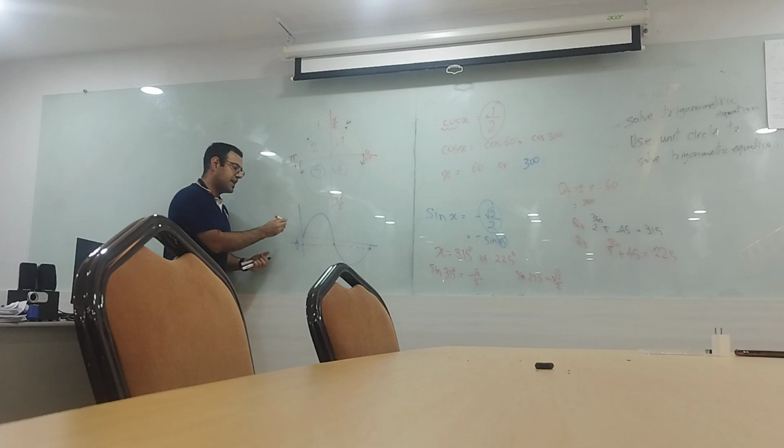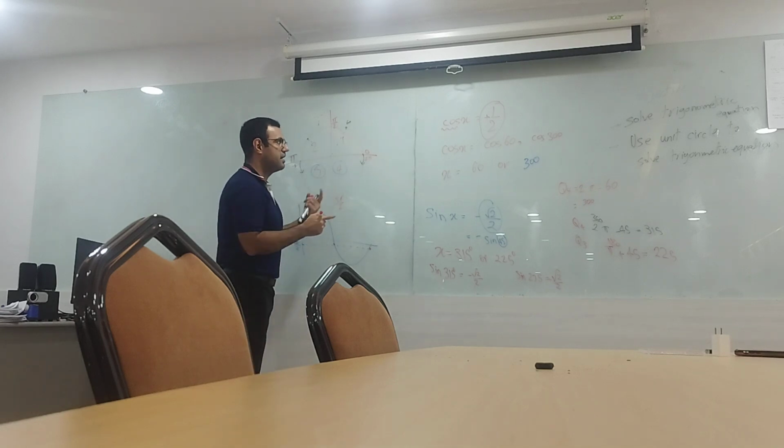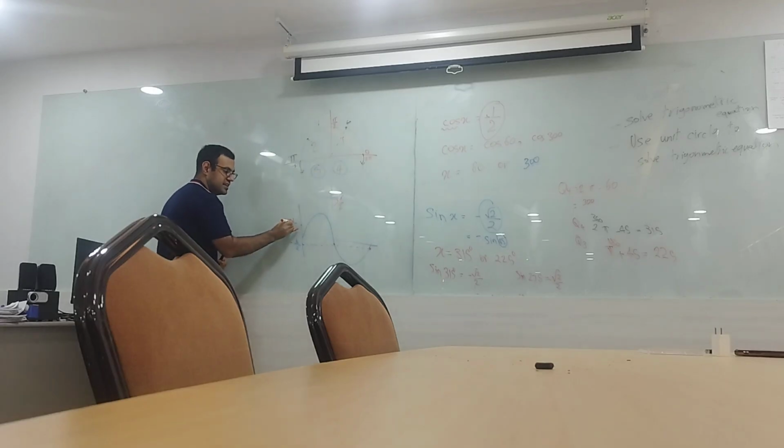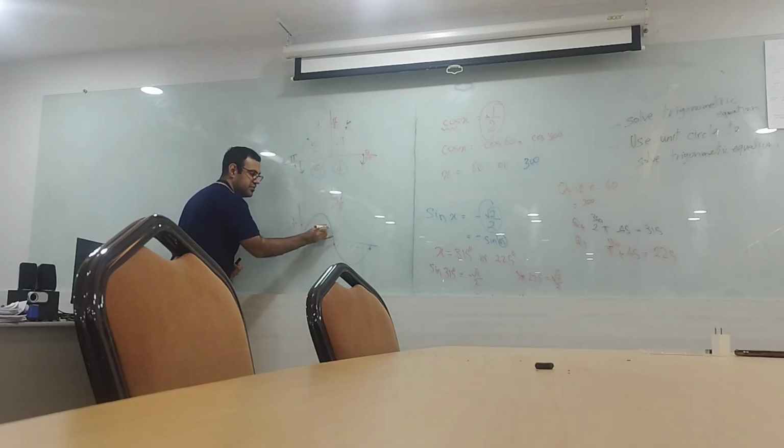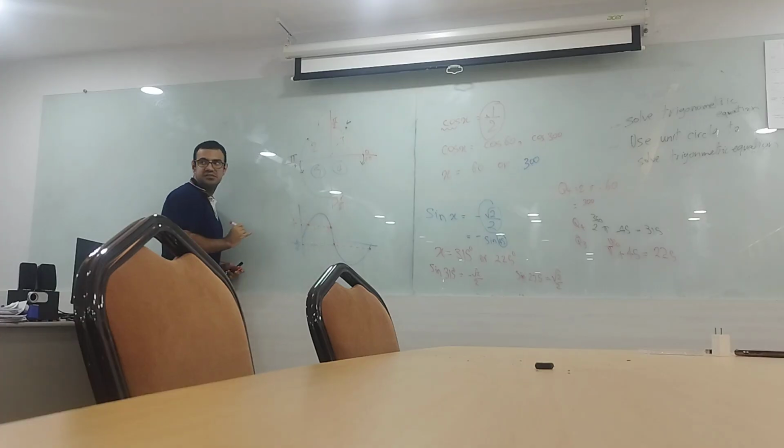Okay? If I have a positive answer, for example, let's say 1 over 2, I cannot apply the first example because it's cosine. Let's say I have 1 over 2. How many answers do I have? I have 2 answers as well.